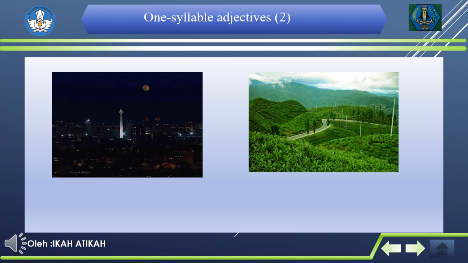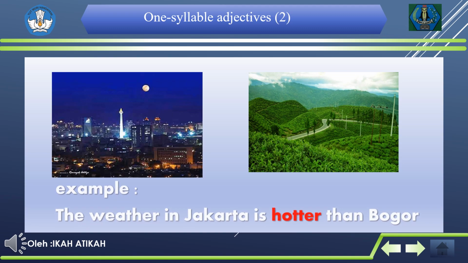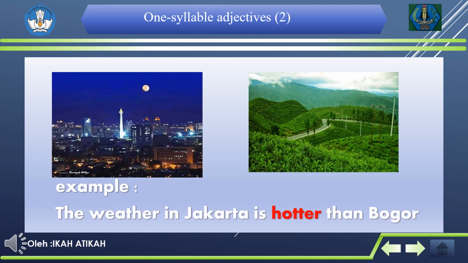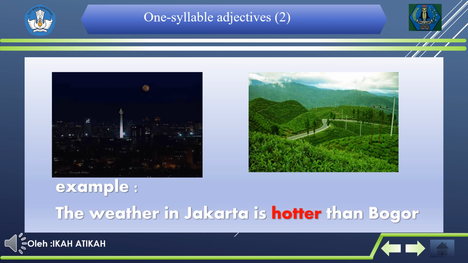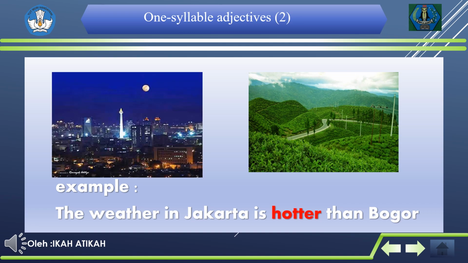Look at the picture. The weather in Jakarta is hotter than Bogor. We double the last consonant and add er. Hot becomes hotter.